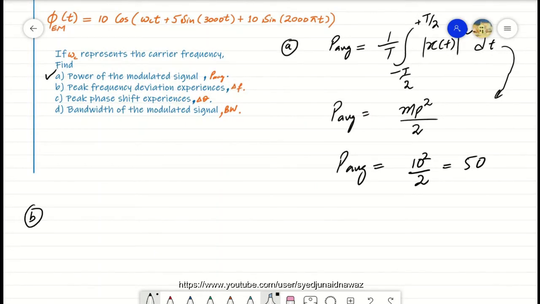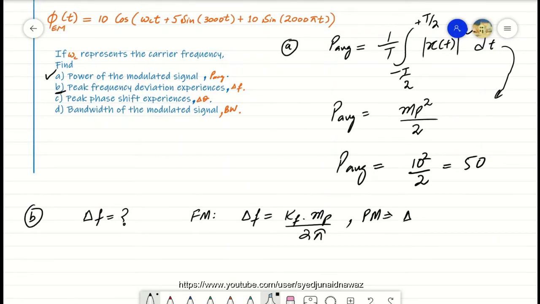In the second part, we are required to find the peak frequency deviation that is being experienced in this signal. So the peak frequency deviation was represented by delta f, and for the case of frequency and phase modulated signals, we derived the equation of delta f, which for frequency modulated signals is equal to kf multiplied by the peak amplitude of the information signal divided by 2 pi. While for the case of phase modulation, the peak frequency deviation was represented by kp, the constant scaling factor, multiplied by the peak amplitude of the derivative of the information signal divided by 2 pi.